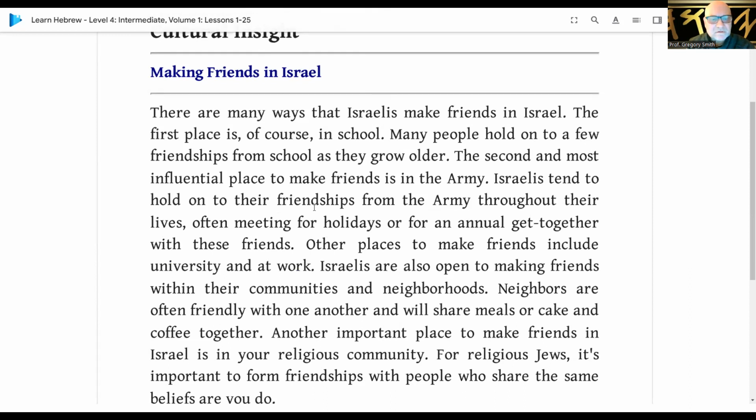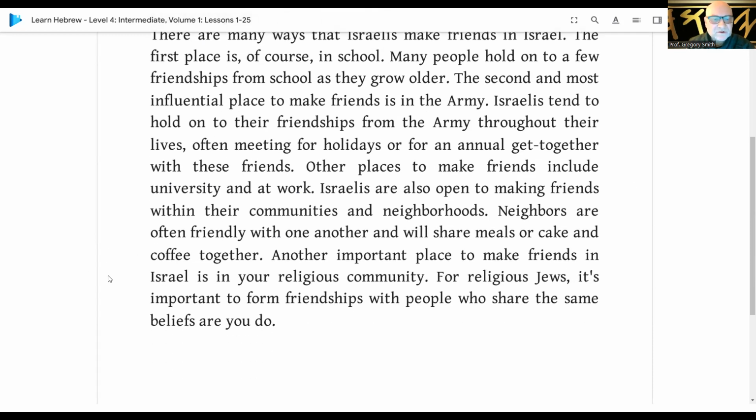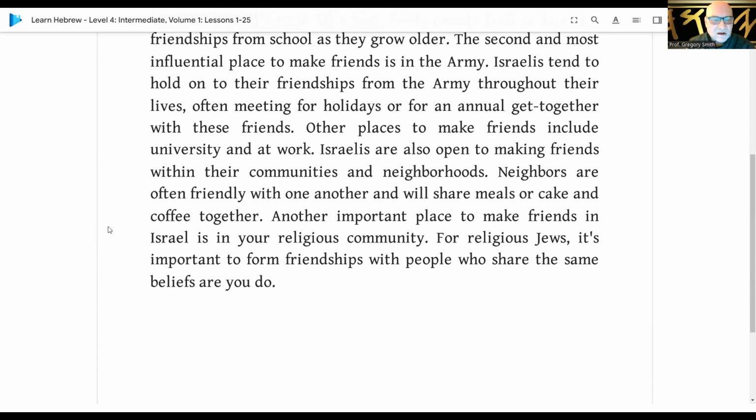Israelis tend to hold on to their friendships from the army throughout their lives, often meeting for holidays for an annual get-together with these friends. Other places to make friends include university and at work. Israelis are also open to making friends within their communities and neighborhoods. Neighbors are often friendly with one another and will share meals or cake, coffee together.